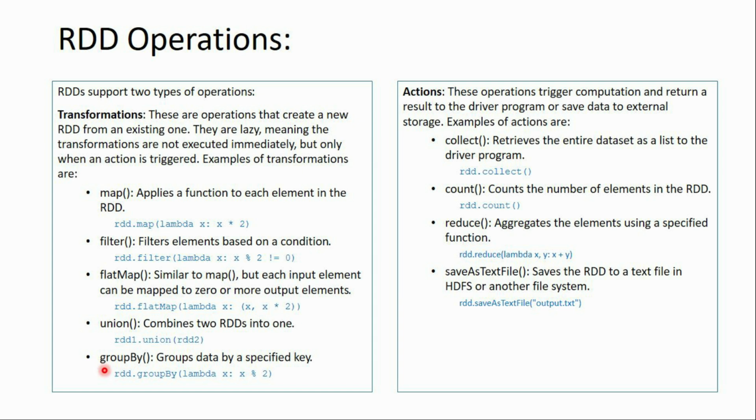The group by transformation groups the data based on a specified key. This allows you to organize your data into meaningful groups. For example, we can group the numbers in the RDD by whether they're even or odd.